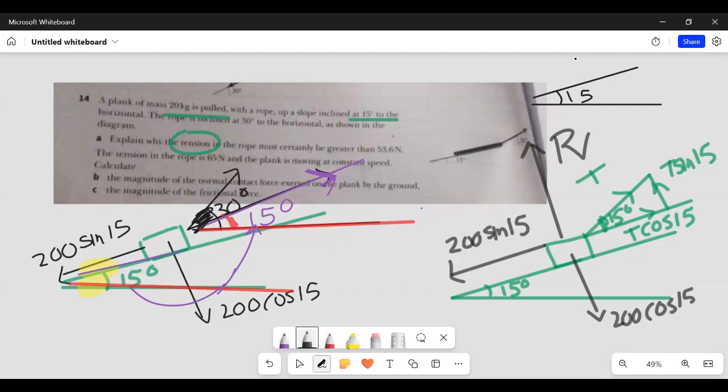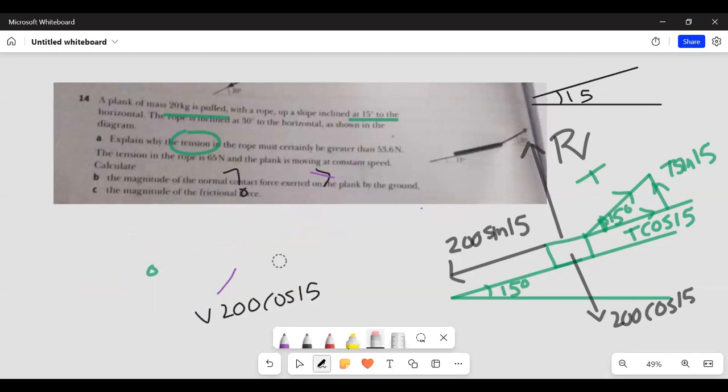Okay, let's see what the first part says. First part says, explain why the tension in the rope must certainly be greater than 53.6. Okay, so why would the tension be greater than 53.6? Let's see.